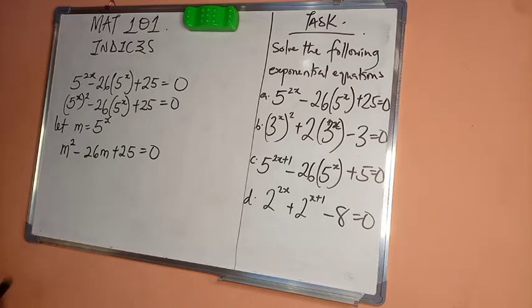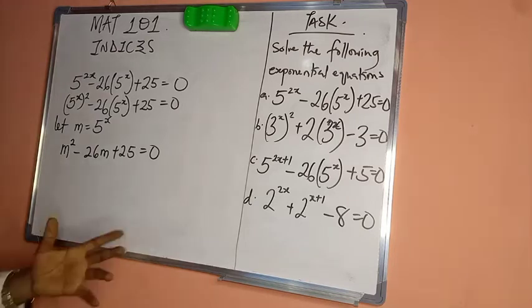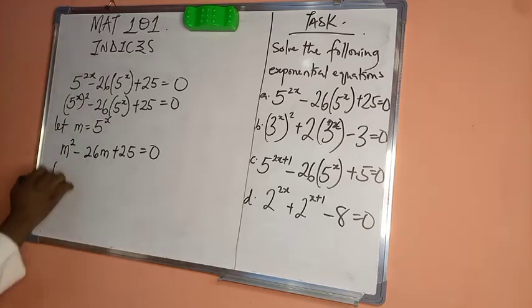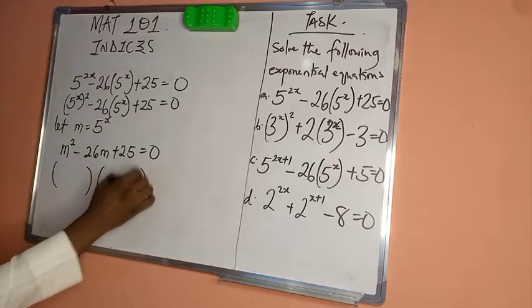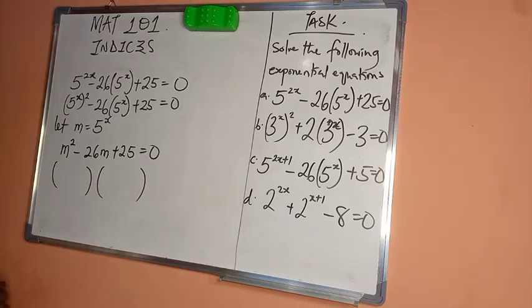Solving this quadratic equation, since the coefficient of m squared here is 1, we can actually follow the shortcut. I have not done videos on quadratic equations, maybe I'll do it some other time. So we'll just solve this easily. Get two factors: you add them up, you get minus 26, and when you multiply them, you get 25, right?